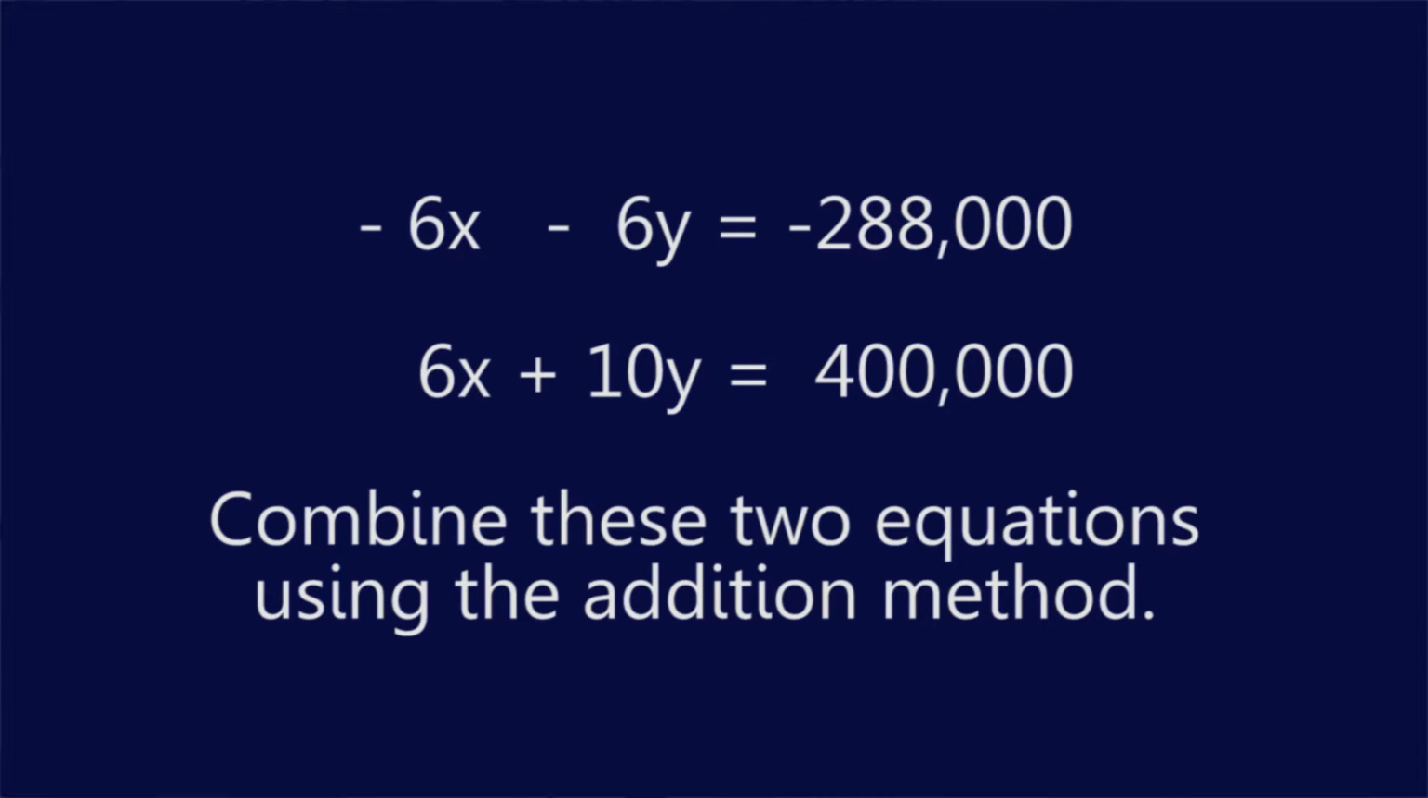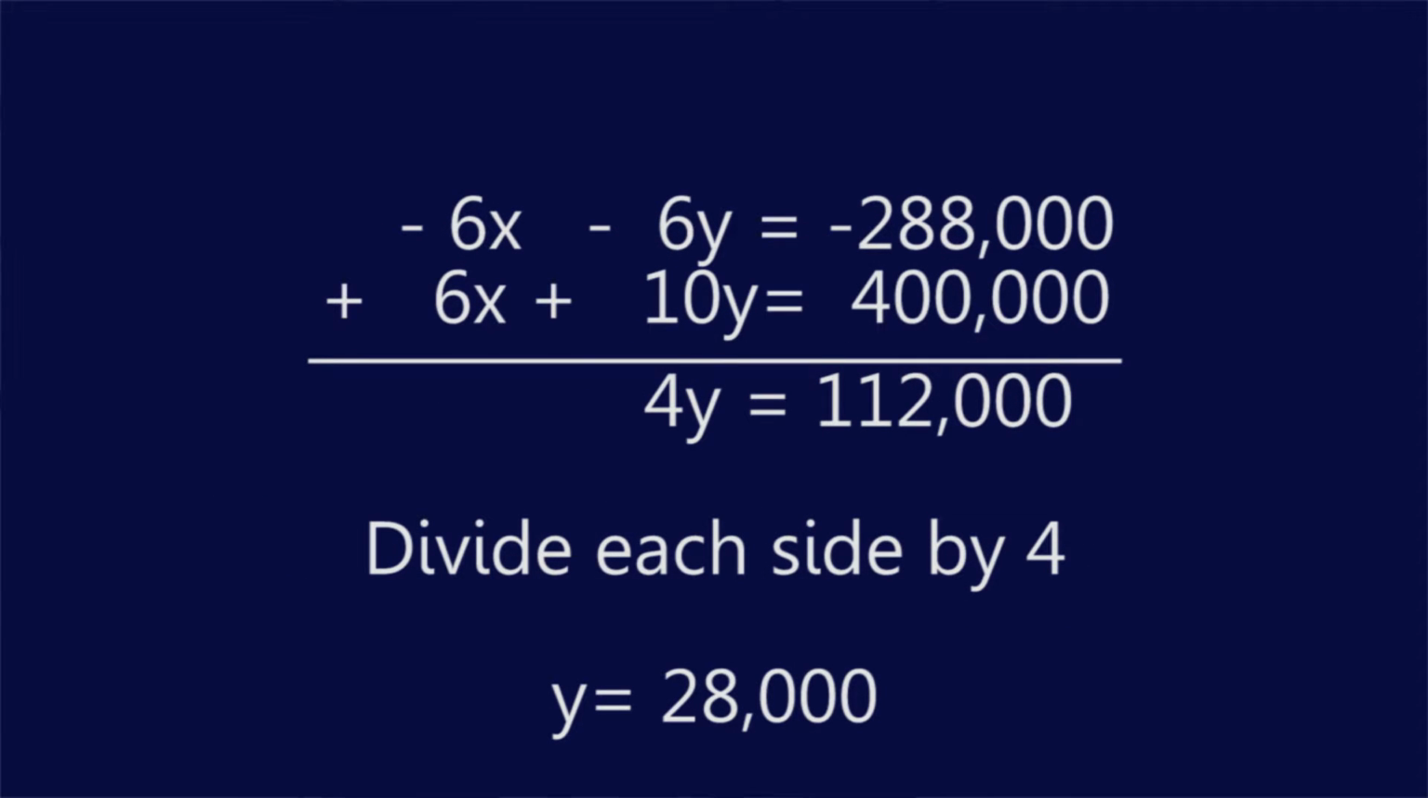All right, and now I'm ready to do the addition method and actually add them. So I've eliminated the X, I add the Y, and I now have 4Y. And I add these, and it will be a positive 112,000. You'll need to grab your calculator probably. Divide both sides by 4. And you should end up with $28,000.